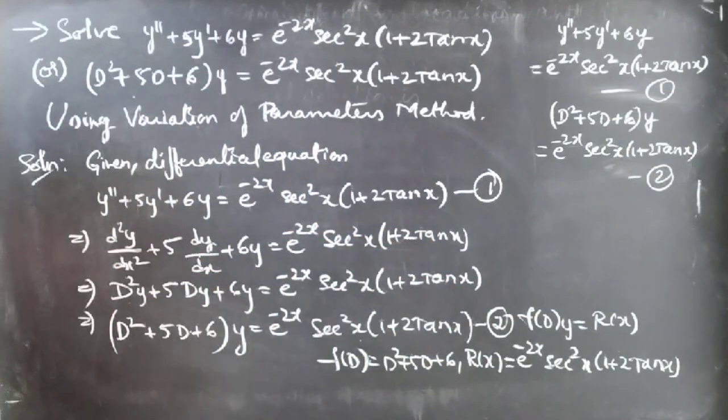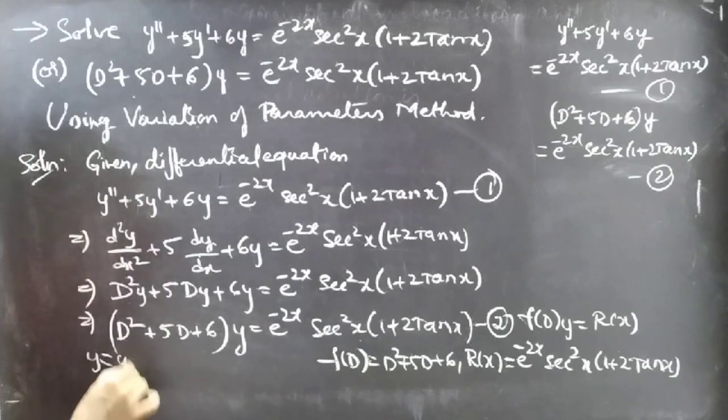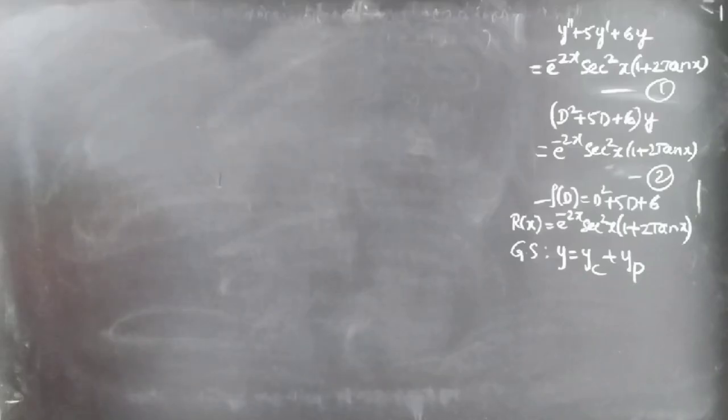Now we'll find the solution of equation 1 and 2 using y equal to yc plus yp, the general solution. We'll find yc using the auxiliary equation, and later using the complementary function, we'll find yp. Let's find yc using the auxiliary equation.